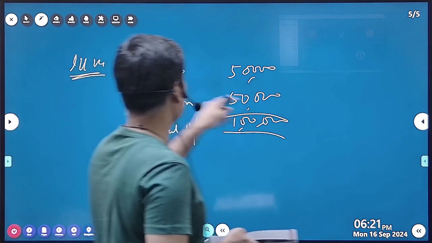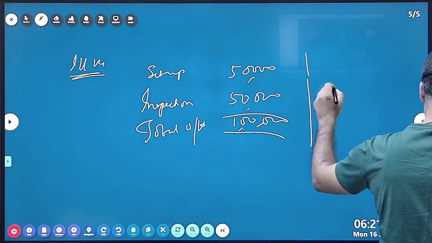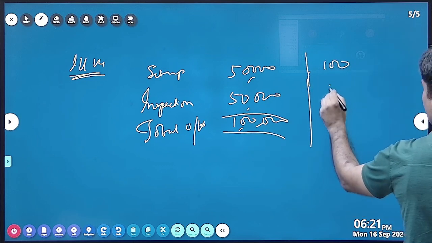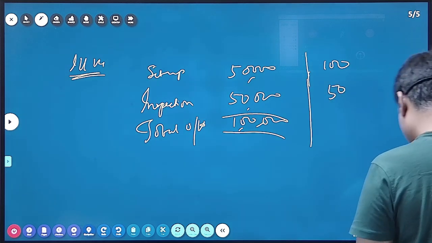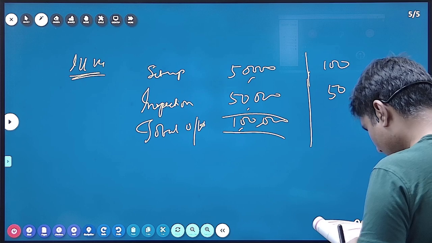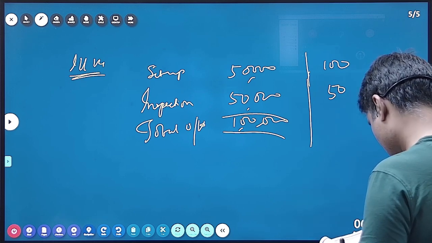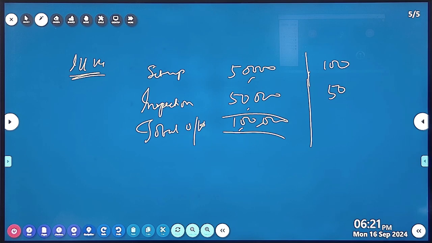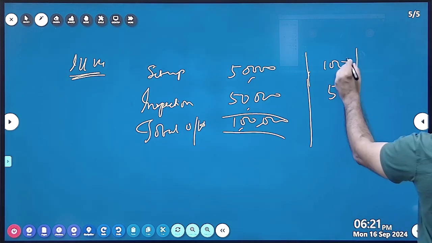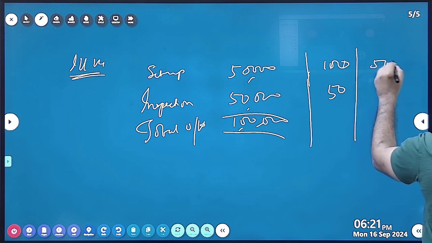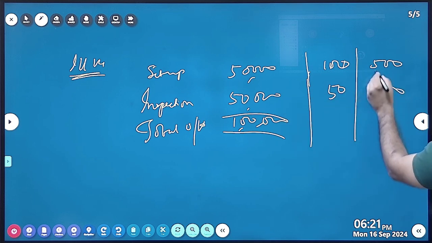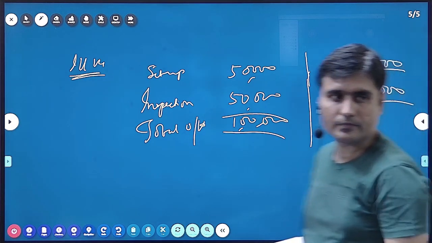Number of setup is how much? Number of setup is 100. Number of inspections is 50. So calculate the various cost driver rates. We are just required to calculate the rates. 50,000 divided by 100. How much? 500. 50,000 divided by 50. 1,000. So these are the rates. Easy.